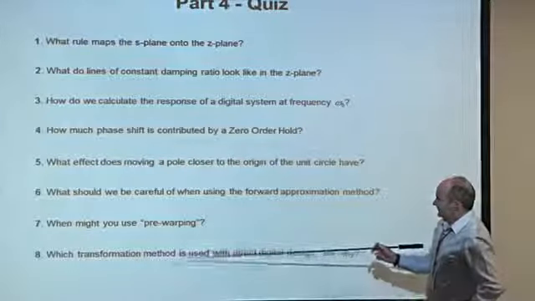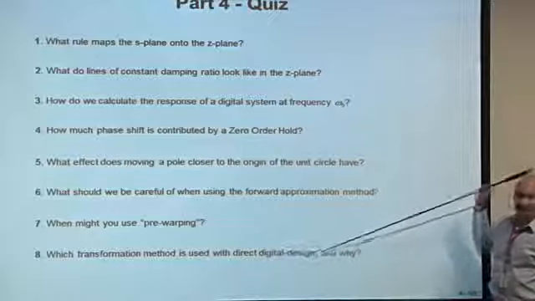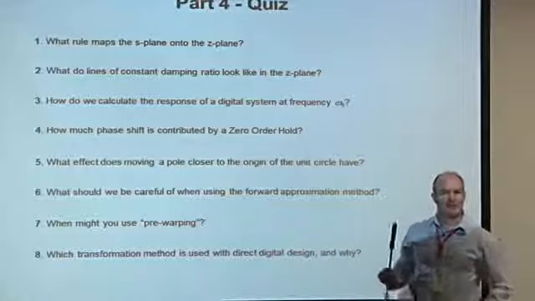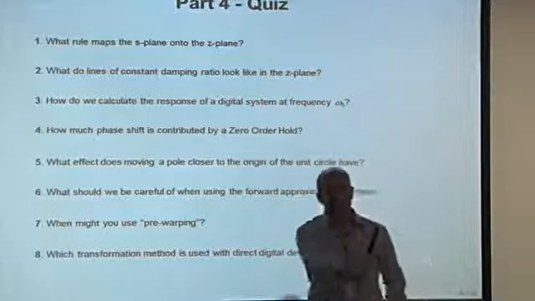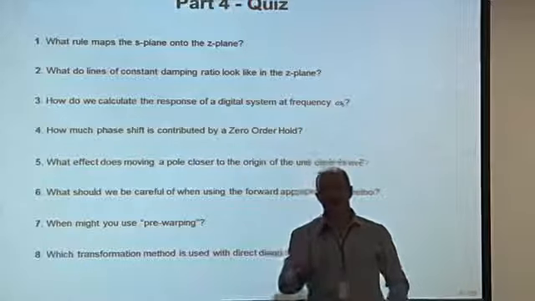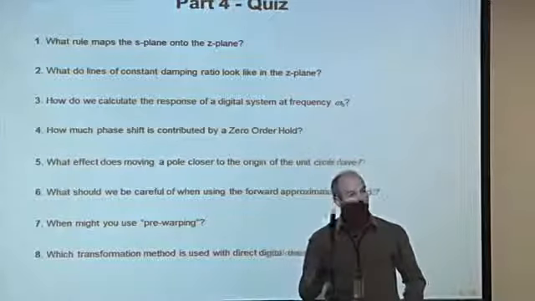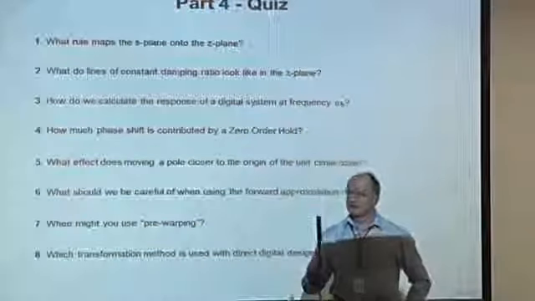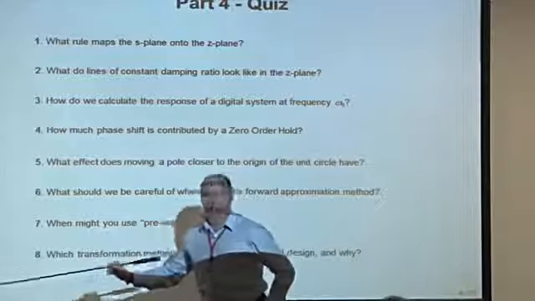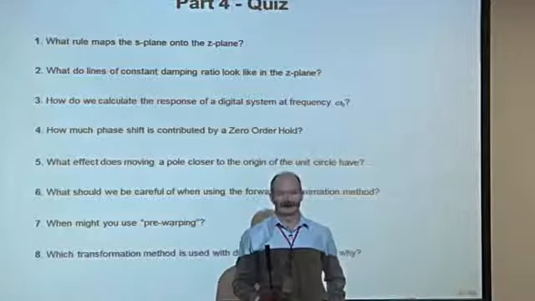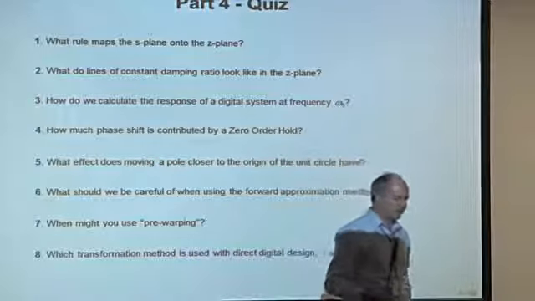And what transformation method do you use with direct digital design, and why do you do that? Zero-order hold equivalent method, also known as the step invariant method, that's correct. And we do it because it accounts for this, minus omega T divided by 2. It accounts for the phase lag introduced by a zero-order hold.